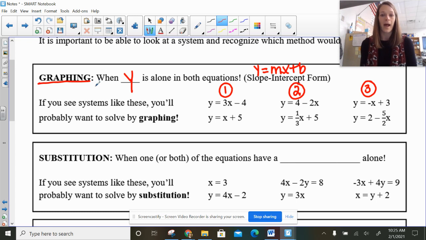Right now I'm not actually going to go through an example all the way through. We're just kind of looking and trying to figure out how to tell what method's going to be easiest. And then we'll do examples.